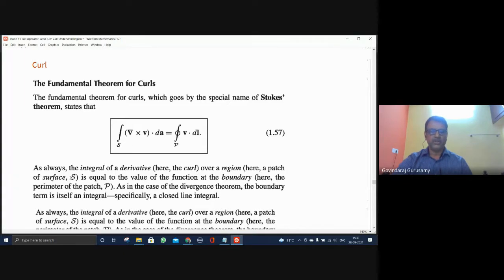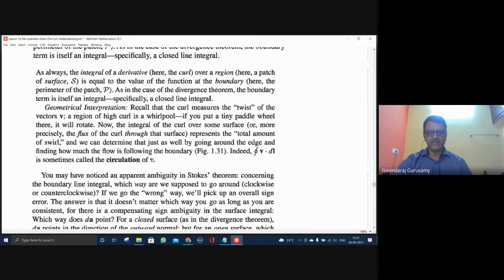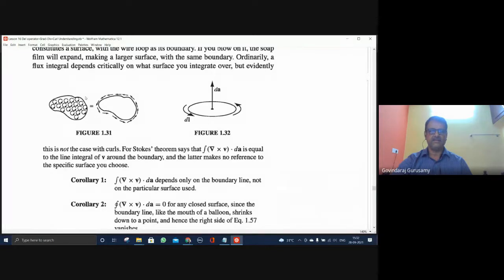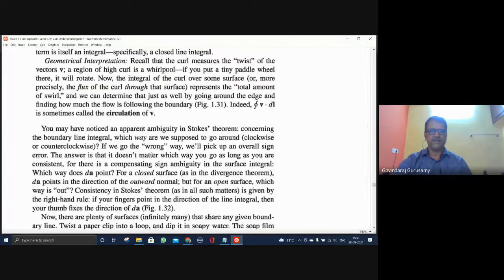So, as always, the integral of a derivative, here the curl, over a region, here a patch of surface. Yes, there's a patch of surface. The picture is given somewhere. Yeah, it's a patch of surface. Small patches.